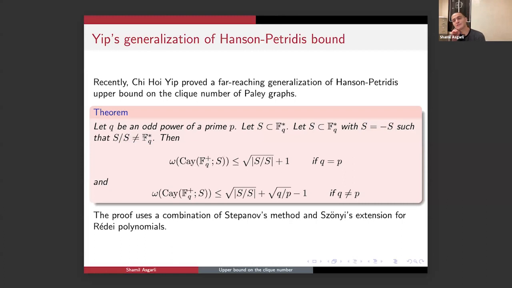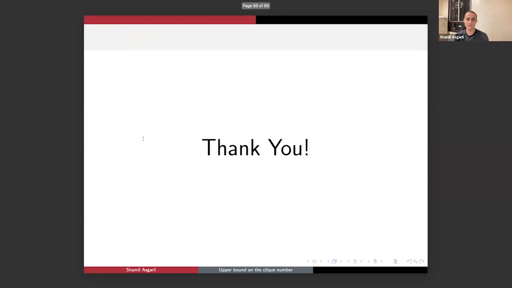And what's so interesting is that Chi Hoi's proof actually uses both methods. It uses both Stepanov's method and the theory of directions, namely what we discussed today, Rédei's extension of Rédei polynomials by Szőnyi. All right, thank you very much for listening and for your attention.